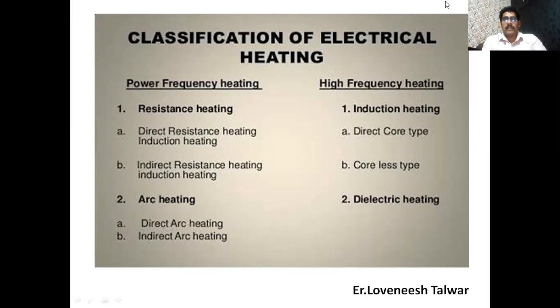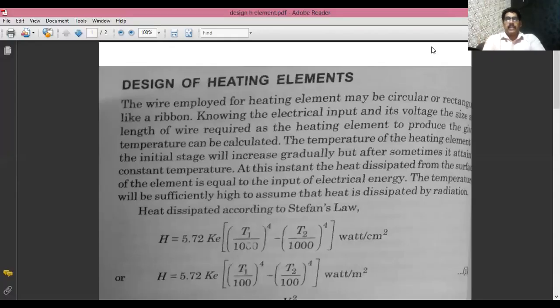So quickly I am coming to the design of the heating element. Before discussing the numerical problem, first of all we have to understand the design of a heating element. For this, we have a small relation that we can use while solving the numerical. Let us consider a wire employed for electrical heating, maybe circular or rectangular. Knowing the electrical input, its voltage, the size and length of wire required as a heating element to provide the temperature can be calculated.